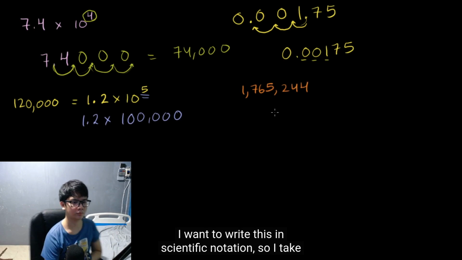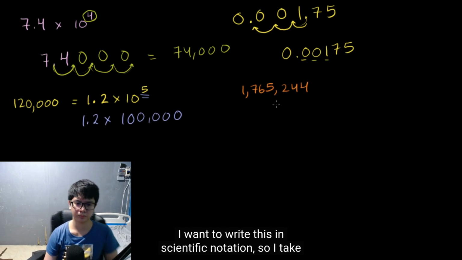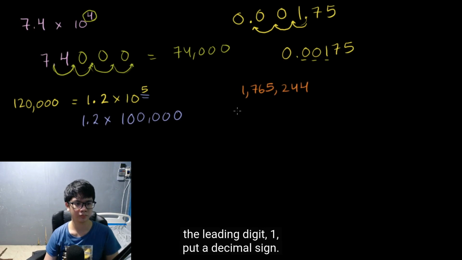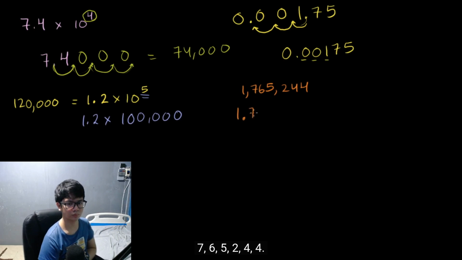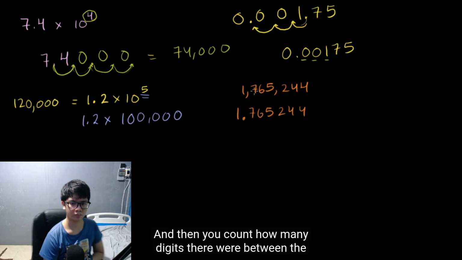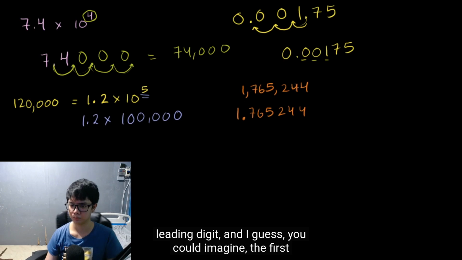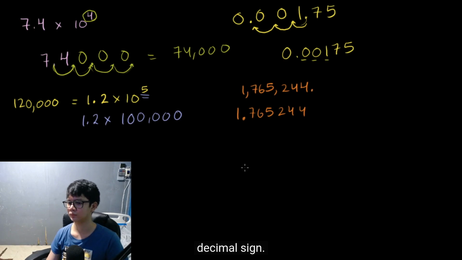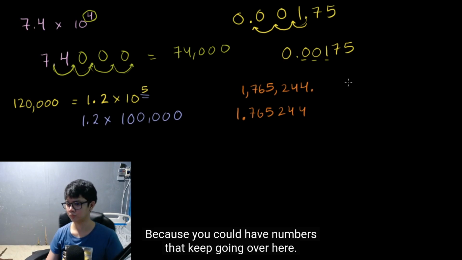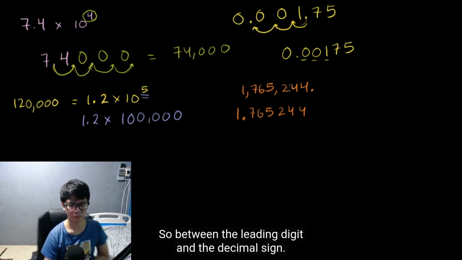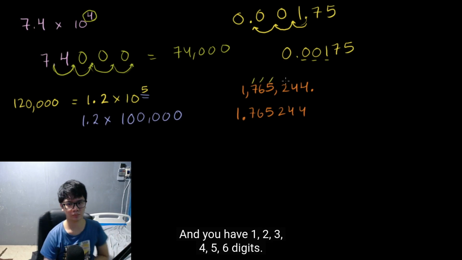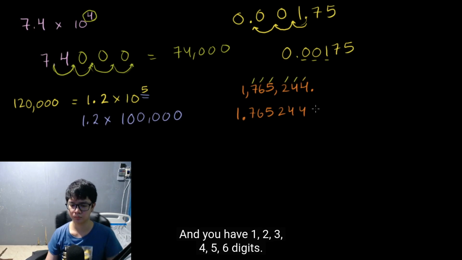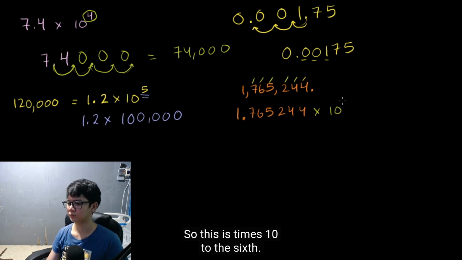Let's say the numerical value is 1,765,244. I want to write this in scientific notation. So I take the leading digit, 1, put a decimal sign, everything else goes behind the decimal, 7, 6, 5, 2, 4, 4. And then you count how many digits there were between the leading digit and the decimal sign. You have 1, 2, 3, 4, 5, 6 digits. This is times 10 to the 6th.